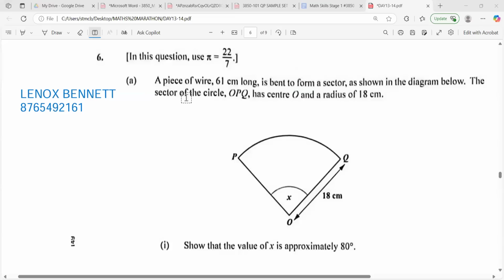Alright, so they say a piece of wire 61 centimeters long is bent to form a sector, as shown in the diagram below. Use the sector of the triangle OPQ with center O and a radius of 18 centimeters. Show that the value of x is approximately 80 degrees. So basically, we could just start back.